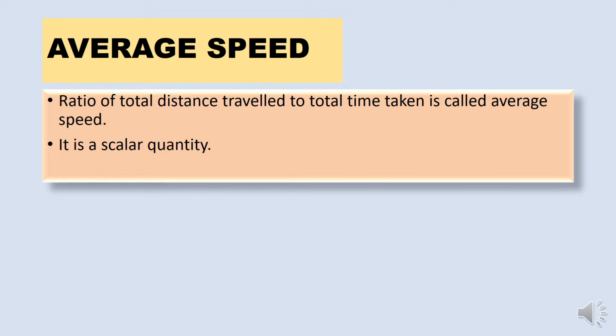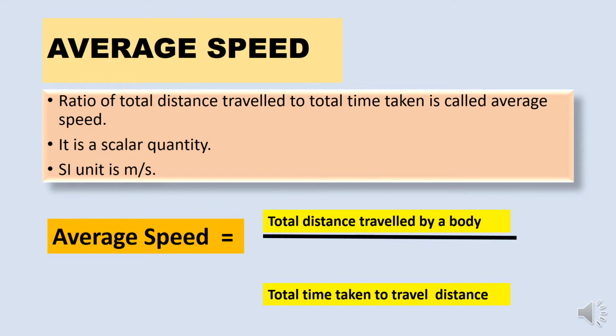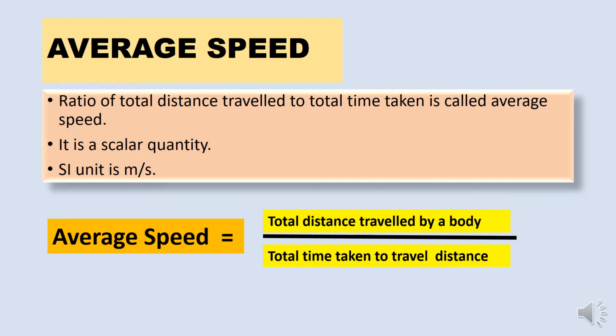Like speed, it is also a scalar quantity. You need not bother about the direction in which the car is moving. And the SI unit is the same as speed, that is meter per second, or sometimes you can use kilometer per hour or centimeter per second, but generally meter per second only. So what is the formula? Average speed is equal to the total distance traveled by a body divided by the total time taken to travel the distance.